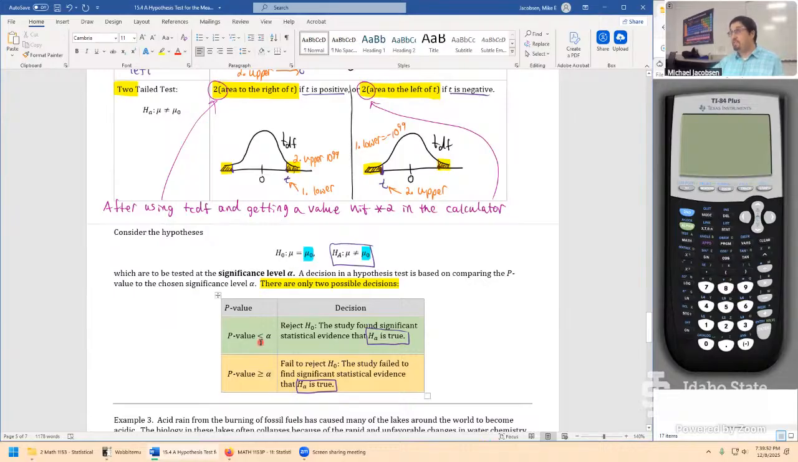We're looking for a small p-value before we reject. And the conclusions always go, we either found evidence HA is true, or we fail to find significant statistical evidence that HA, whatever that statement is, is true. And so these are the decisions or conclusions that we make.